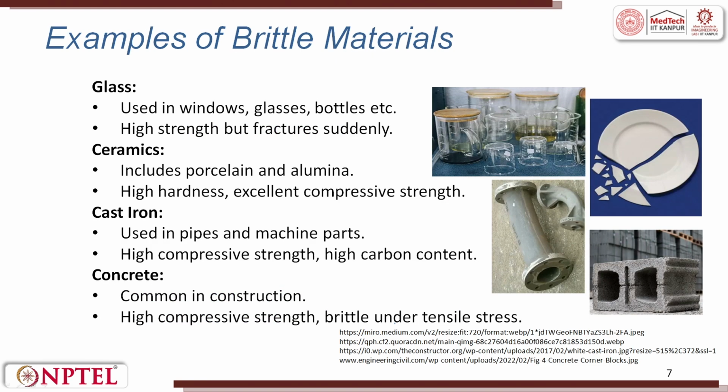The examples of brittle material: glass used in windows, drinking glasses, bottles, etc. They have very high strength but fracture suddenly. Ceramics, including porcelain and alumina.